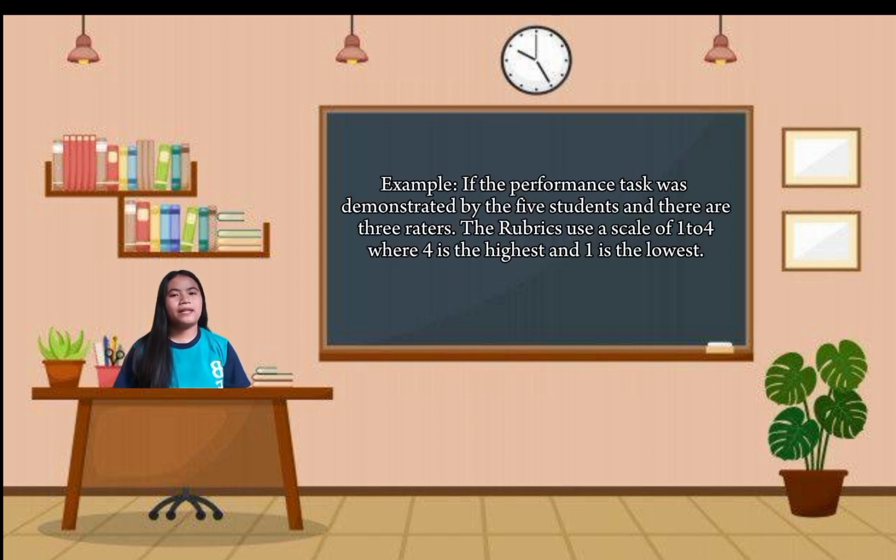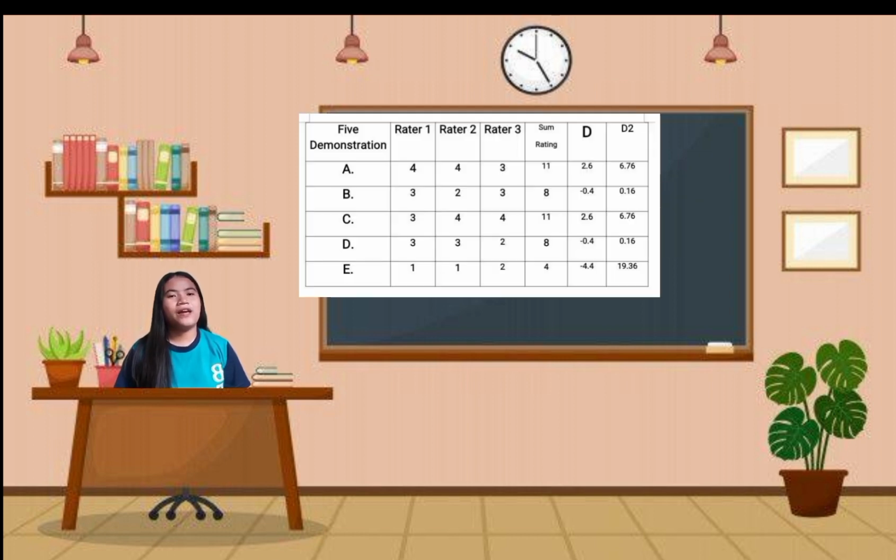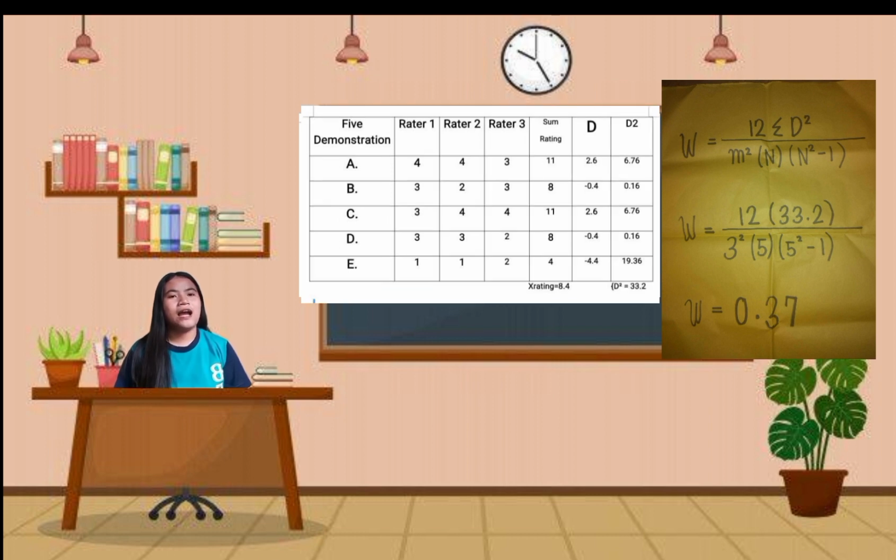Example. If the performance task was demonstrated by 5 students and there are 3 raters, the rubric used a scale of 1 to 4 where 4 is the highest and 1 is the lowest. So, meron tayong table dito at Kendall's W formula. Kung napapansin nyo sa Kendall W formula, meron na ditong coefficient of concordance which is 0.37. Paano nga ba nakuha yung 0.37?